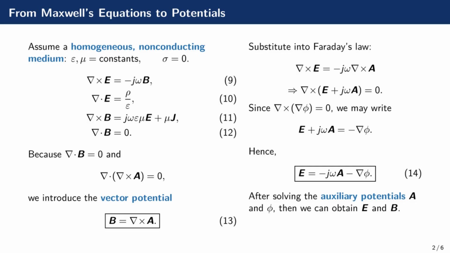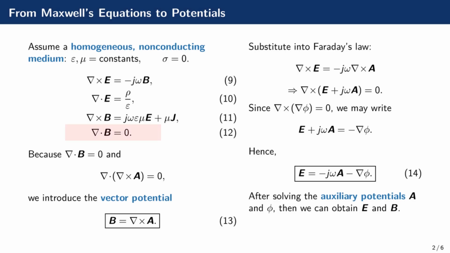Here we consider the simplest case. The medium is homogeneous, so epsilon and mu are constants, and it is non-conducting, so sigma is 0. Under these assumptions, Maxwell's equations can be rewritten in terms of E and B. However, even in this form, they are still difficult to solve directly, so we introduce auxiliary potentials.